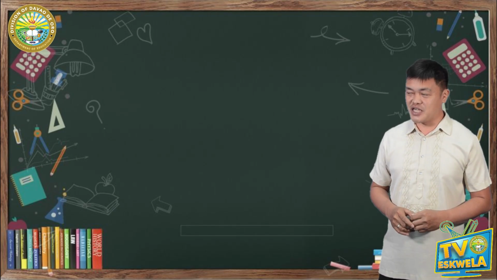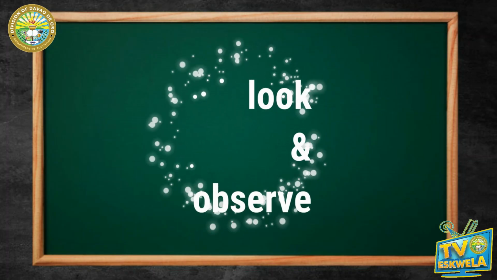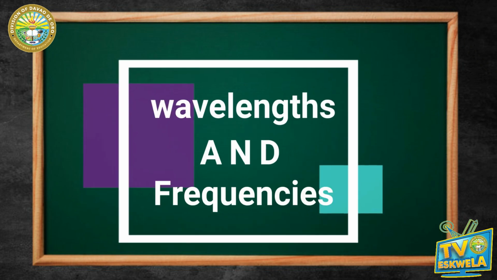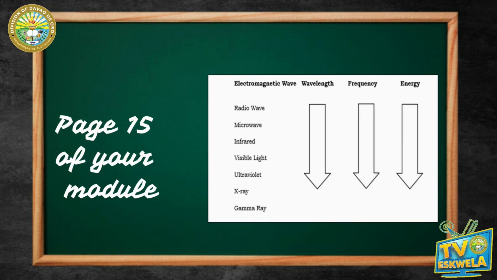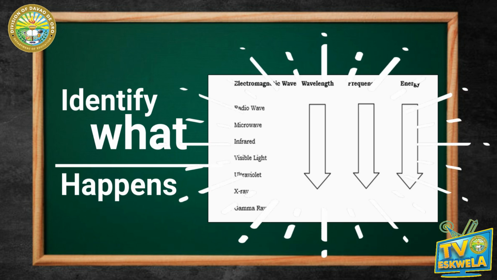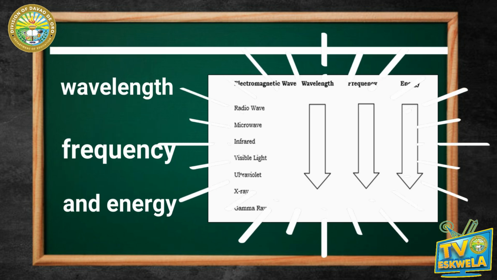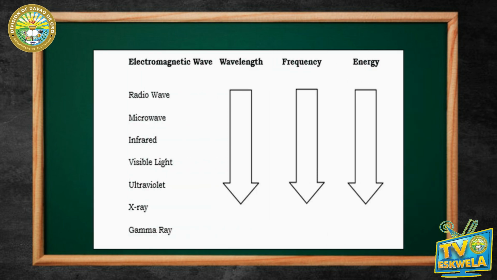Correct, infrared radiation. Now, grade 10 learners, I want you to look and observe the electromagnetic waves based on the wavelength and frequencies given. On page 15 of your module, answer the enrichment activity. Identify what happens to the wavelength, frequency, and energy of the electromagnetic waves following the directions of the arrows.